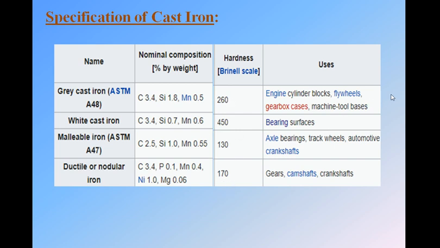Okay, so go through the four types. Grey cast iron, why it has a grey color, and its applications. White cast iron, why it has a white color, and its applications. Then nodular cast iron, how it is formed, and its applications. Then malleable cast iron, how it is formed, its applications, and the specification of cast iron. Go through the hardness numbers.